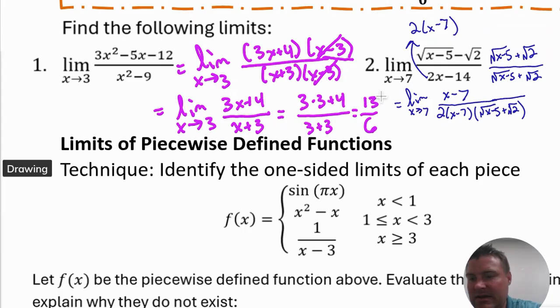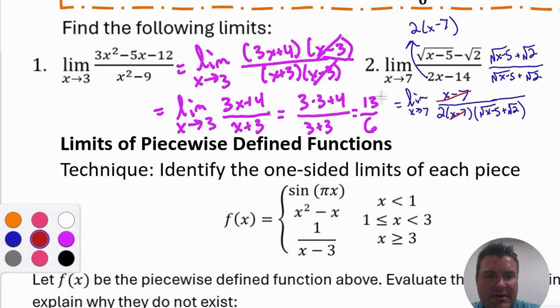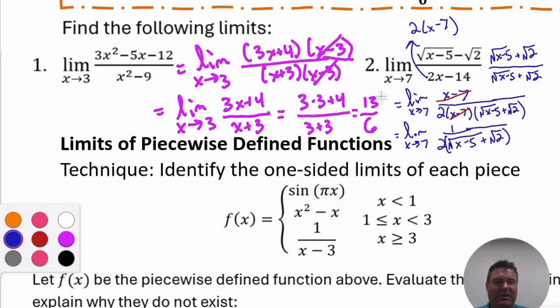Because of that, I will be able to cancel these out, and I'm left with the limit as x approaches 7. The top is 1 over 2 times square root of x minus 5 plus root 2. I can now cleanly plug this in. When I do plug in a 7, I'm going to get 1 over 2 times, I get root 2 plus root 2, so it's going to be 2 root 2's.